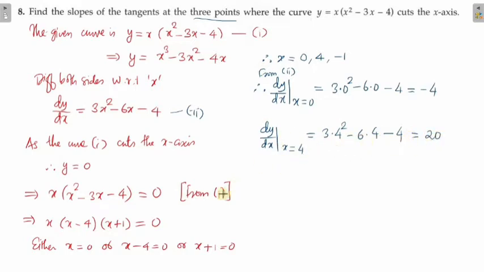So the last one is, we need to find the slope dy by dx at the point x equals to minus 1. Let's see how much we get. 3 into minus 1 square minus 6 into minus 1 minus 4. When you simplify this, 3 plus 6 is 9, so 9 minus 4 is 5. So that means the slopes of the tangents at the 3 different points on the curve turn out to be minus 4, 20, and 5. You may pause the video and note down your solution.